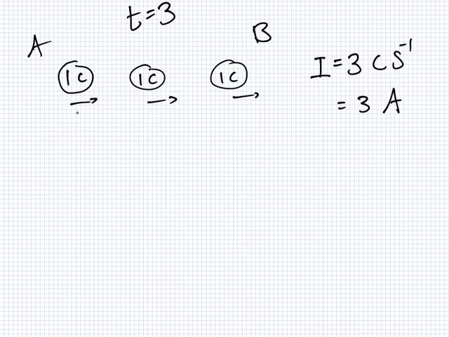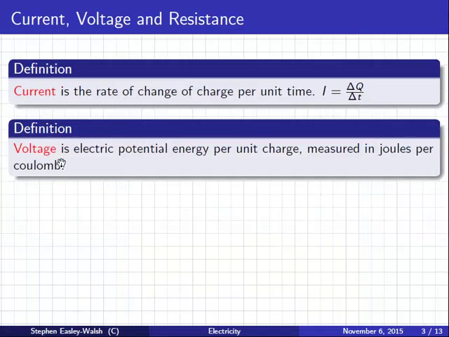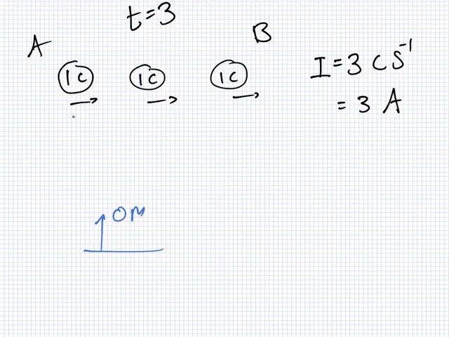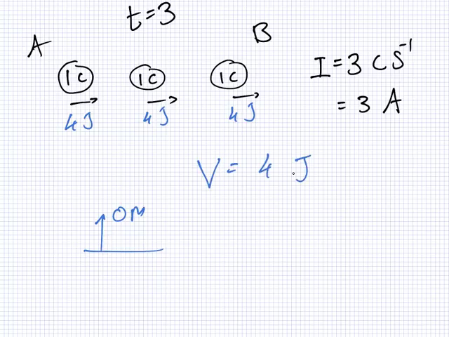Now, it's possible that each of these guys can actually do some work, that they have energy inside of them. A bit like how when the mass is here, it has a potential energy. These all could have energy inside of them, and we call this the voltage. It's the energy per charge, and it's measured in joules per coulomb. So for example, if each of these could do 4 joules of work, then we say the voltage is 4 joules per coulomb.